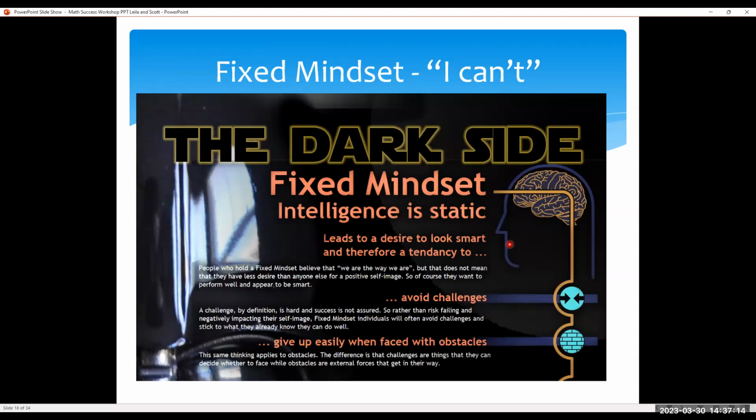But the fixed mindset says intelligence is static. That means it's not changing. I have it or I don't have it. Okay. So what that does is it tends to lead to a desire to look smart. And maybe you've been in classes with people where it seems like they want to look real smart here.